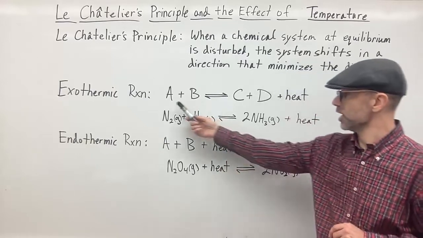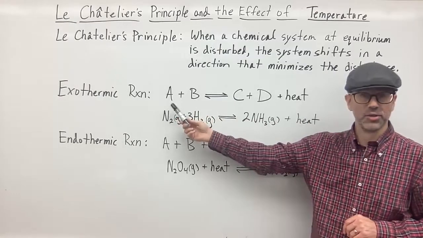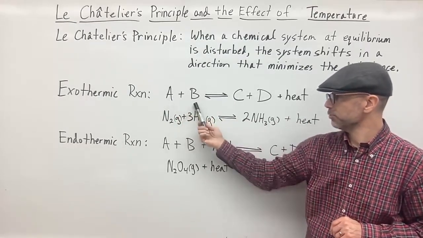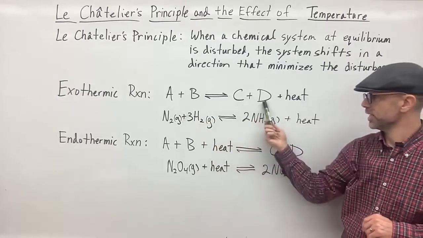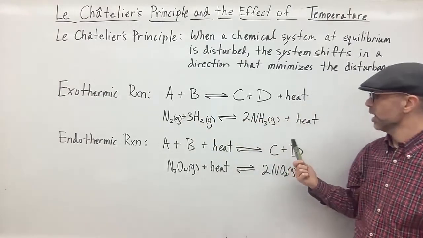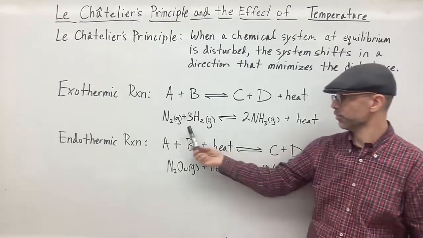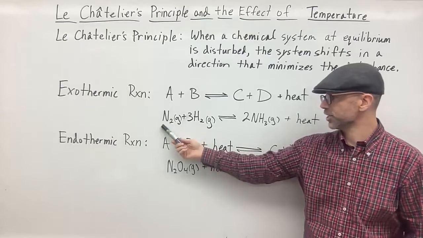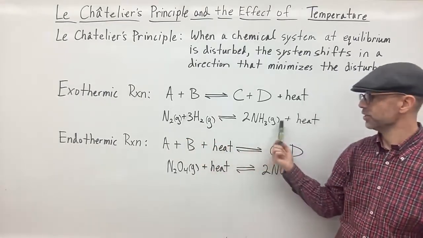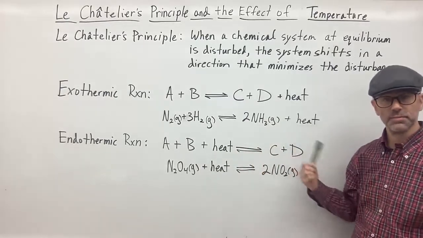So here's a generic expression of an exothermic reaction where reactants A and B react together to form C and D, and heat is produced from that reaction. And here's an example of an actual exothermic reaction where you react nitrogen gas with 3 hydrogen gas molecules to get ammonia. And so that's going to release some heat.